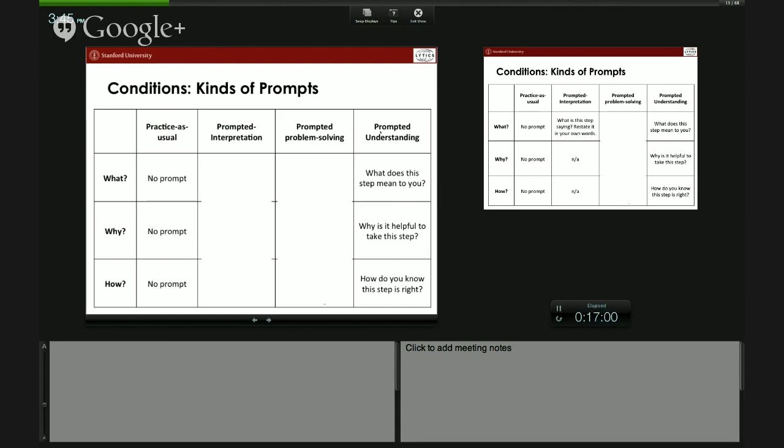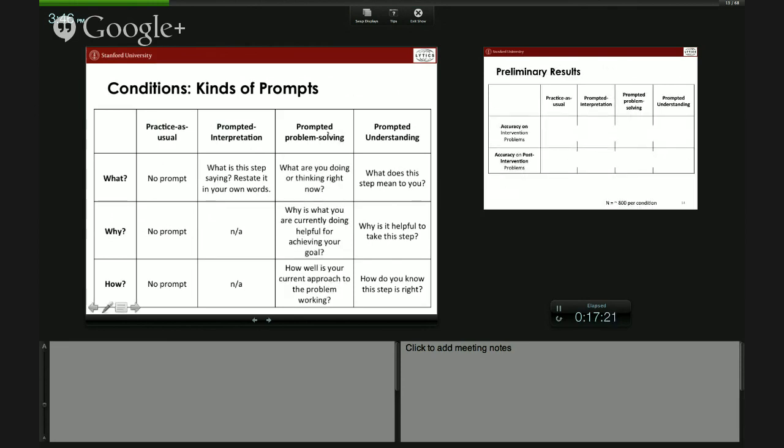The control condition of practice as usual was actually nothing at all, what they normally do. This was a sort of midway control where we actually prompted people to just state their interpretation. So here they were again told the whole thing about here's a good strategy, but the strategy was just to say whenever you read a step, try and think about what it's saying and restate it in your own words. And then the other intervention, and this is very much based on some of the research I was reviewing on habit and behavior change, is focused on problem solving. So it's actually thinking, well, what are you doing or thinking right now? Why is what you're currently doing helpful? And how is your current approach working? So these are pretty packaged interventions.